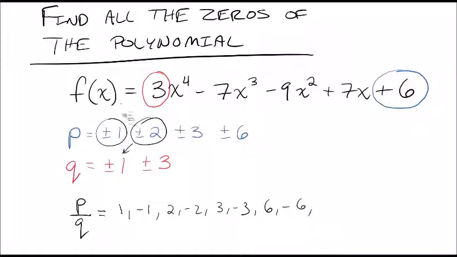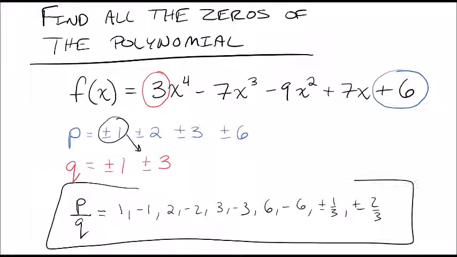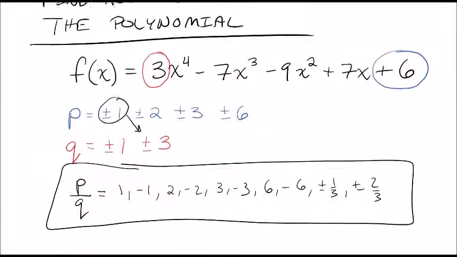It also could equal plus or minus 1 over 3. So I could have plus or minus 1/3. I could have plus or minus 2/3. Plus or minus 3/3 would be the same thing as 1 and negative 1. And plus or minus 6 over 3 would be the same thing as plus or minus 2. So I already have those listed out here. So here are my possible values for p over q.